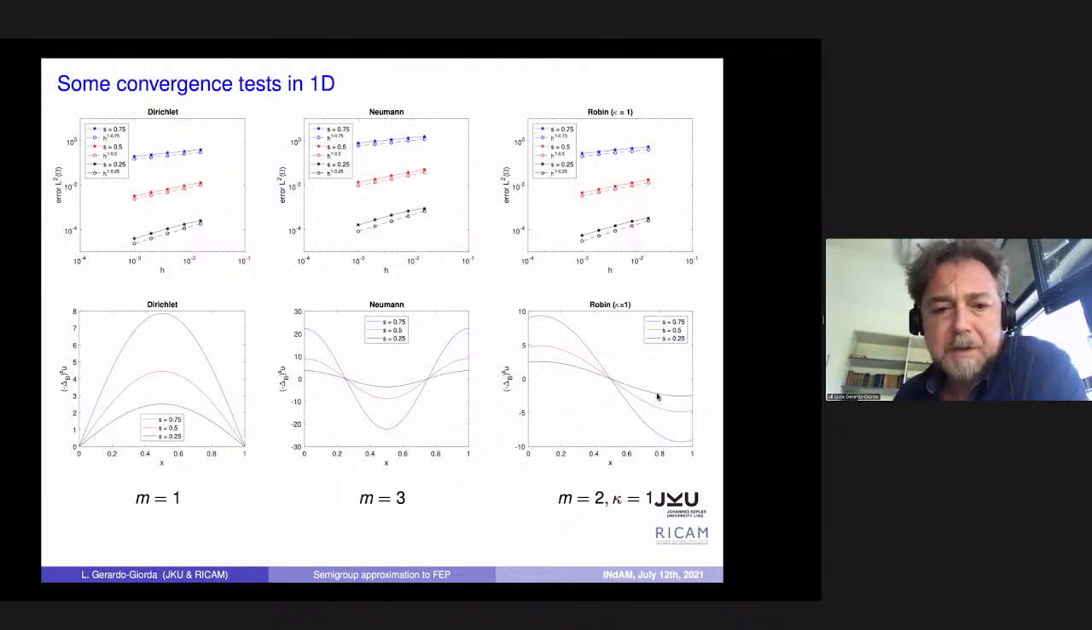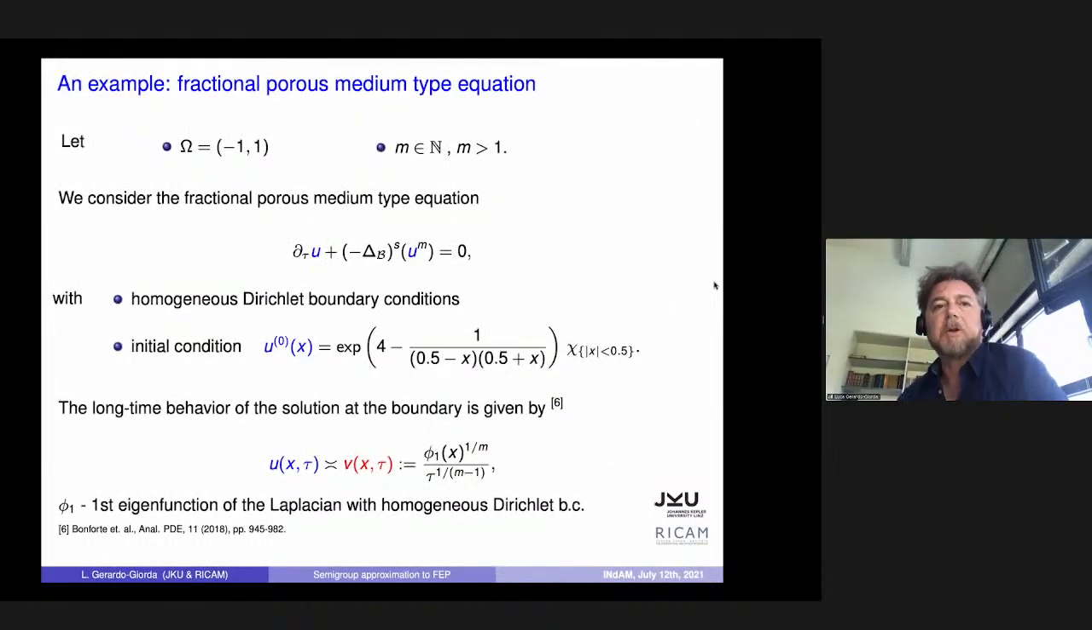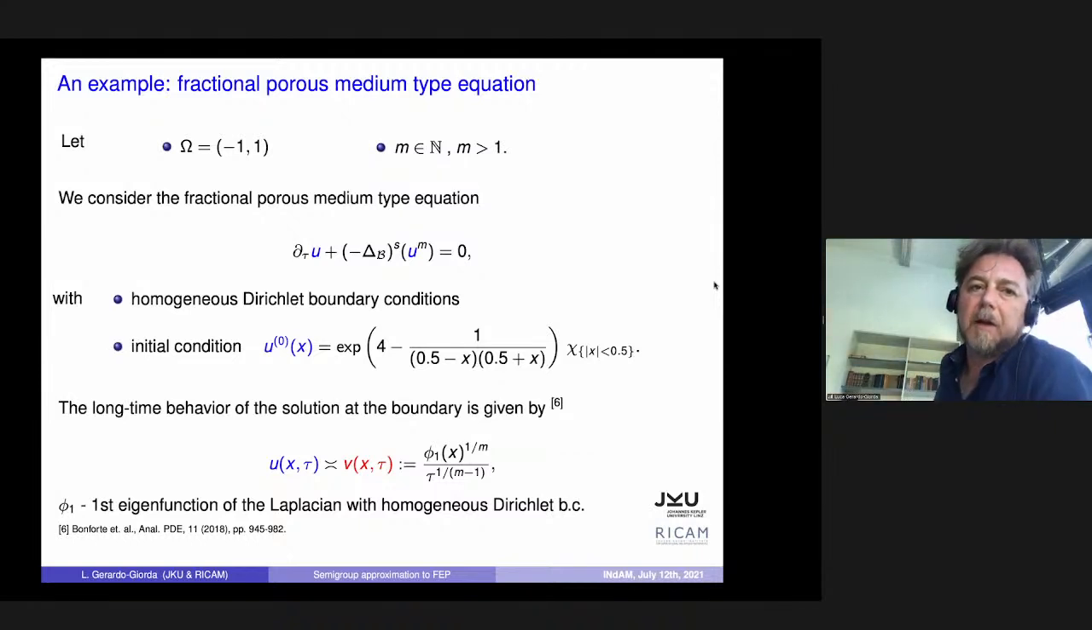And here you can see the action of the fractional Laplacian for different values of s on the same function that we chose as a test function. Now, this first step actually allowed us, for instance, to solve a fractional porous medium type equation. When you have a time-dependent problem, then you can just do an explicit scheme in terms of the approximation of your problem.